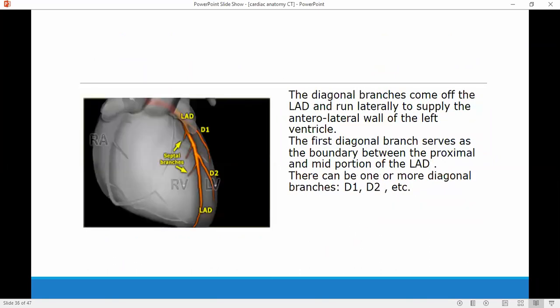The diagonal branches come off the LAD and run laterally to supply the anterior lateral wall of the left ventricle. The first diagonal branch serves as the boundary between the proximal and mid portion of the LAD. There can be one or more diagonal branches.